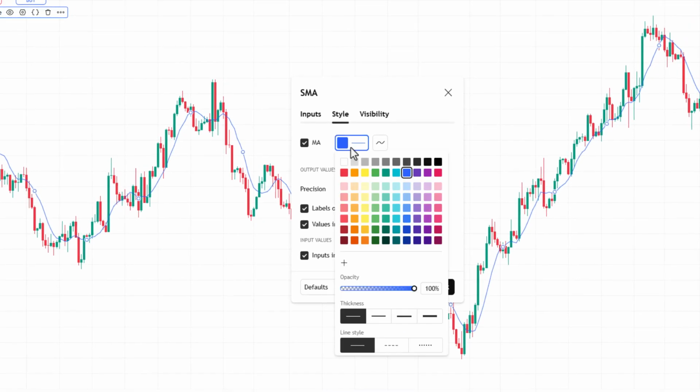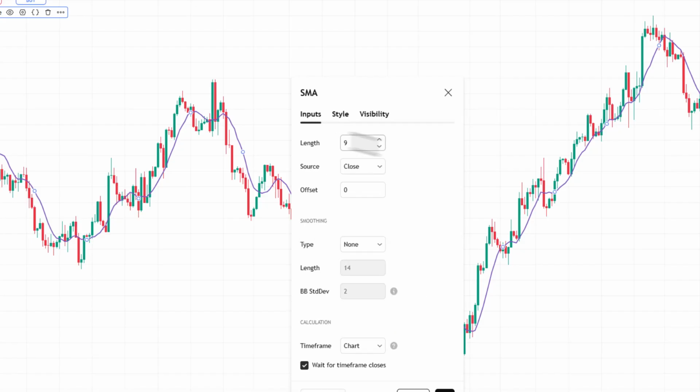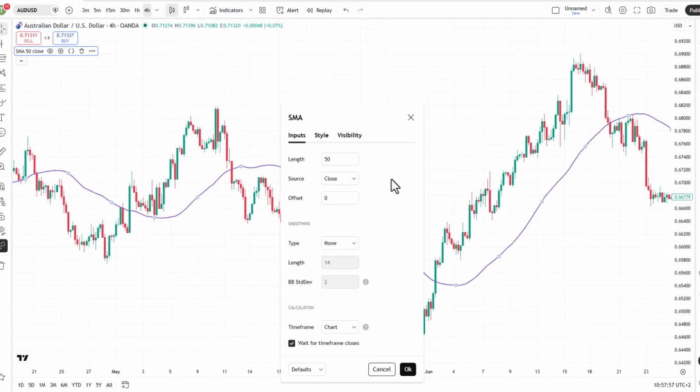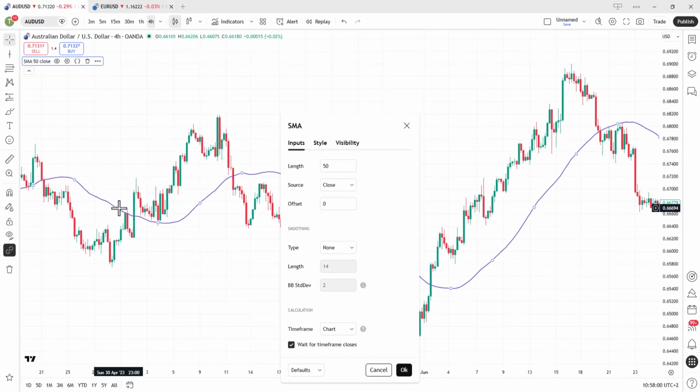Here we can adjust the color of the moving average. We can adjust the thickness of the moving average to make this more visible. And we go to Inputs and we can adjust the length of the moving average. So do we want the moving average to be more short-term oriented, like a 9-period moving average, or longer? So for example, if I change this to a 50-period moving average, as you can see, the moving average has been updated on the chart, and now it's more of a long-term trend indicator.